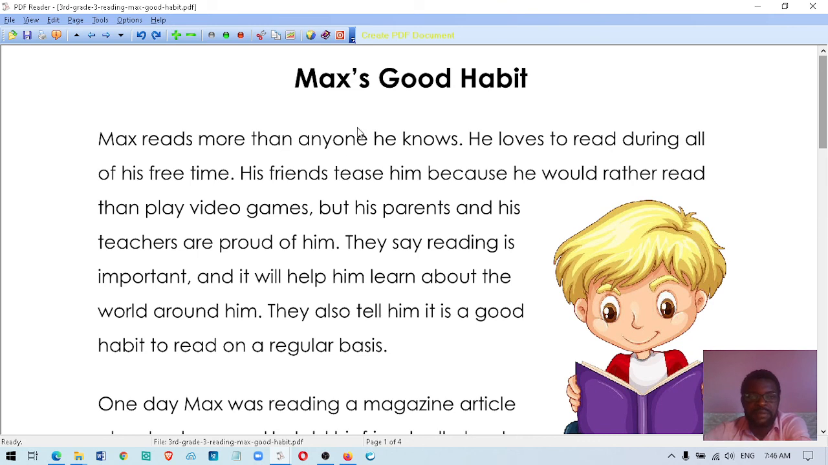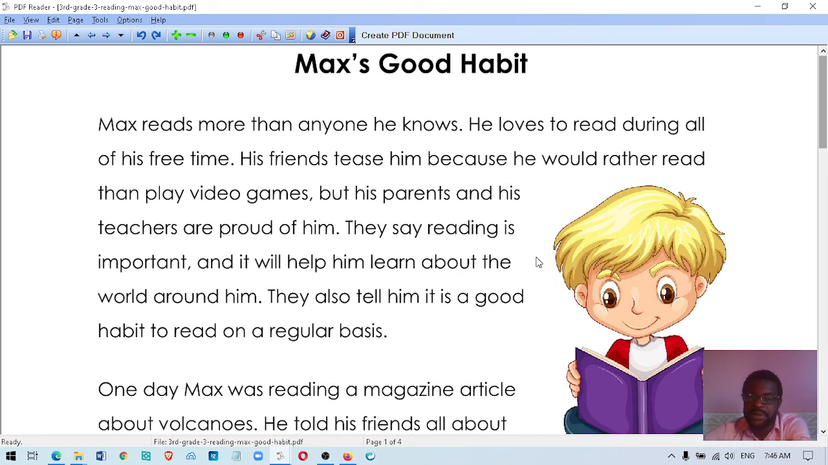Okay, today we've got Mark's good habit, talking about habit. So this is a good topic because, let's just read and see. Mark reads more than anyone he knows. He loves to read during all of his free time. His friends tease him because he would rather read than play video games. But his parents and his teachers are proud of him. They say reading is important and it will help him learn about the world around him. They also told him it is a good habit to read on a regular basis.